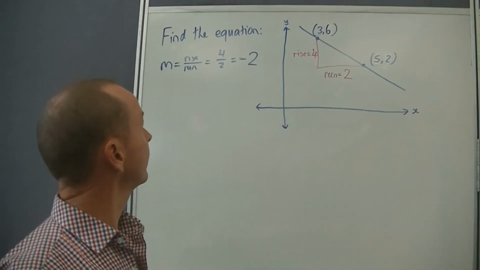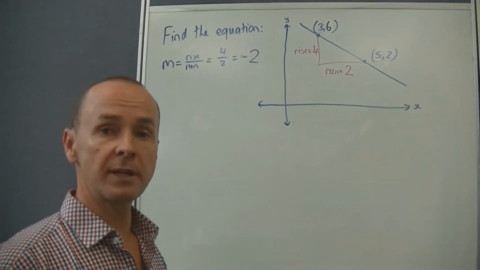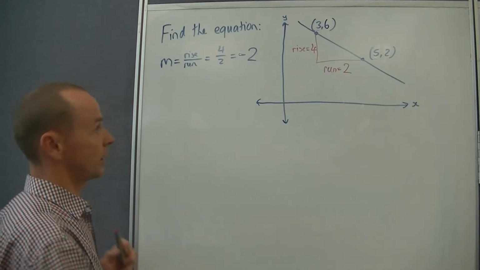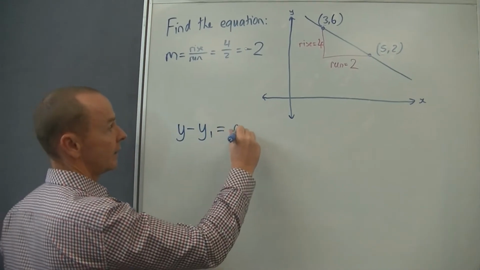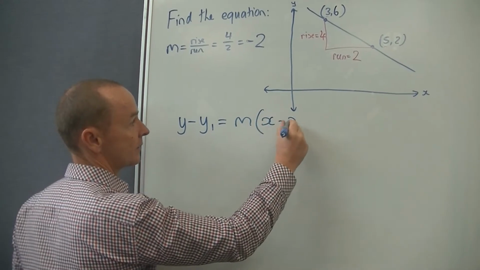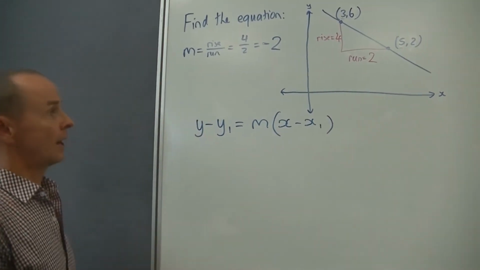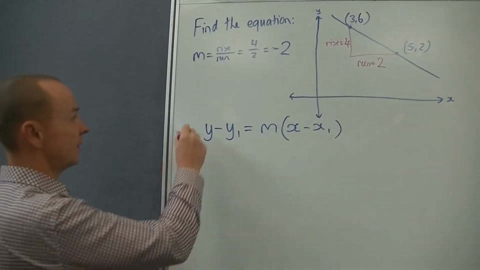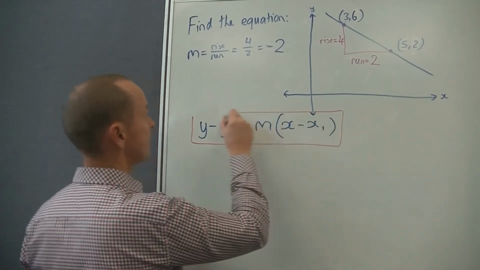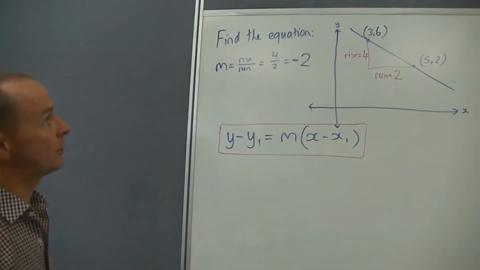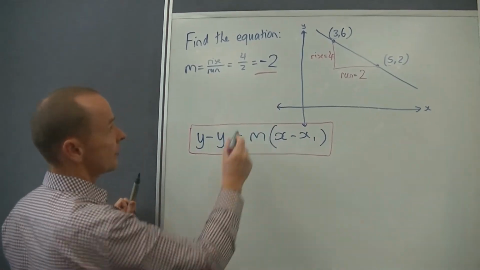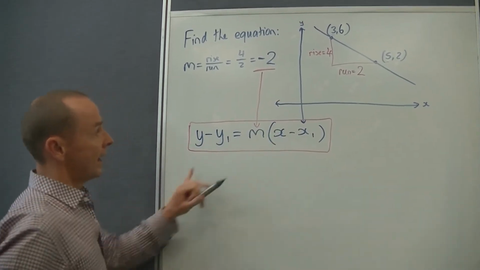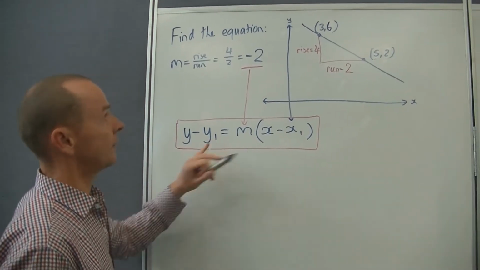We need to work out what the y-intercept is. There's a new formula that you can use. So watch here, everyone. y minus y1 equals m(x minus x1). Okay, so that's a formula we're going to be using, and all you have to do is substitute the known values in. We've got the m value up there, so that's going to go in there, and this x1 and y1, they're the values.